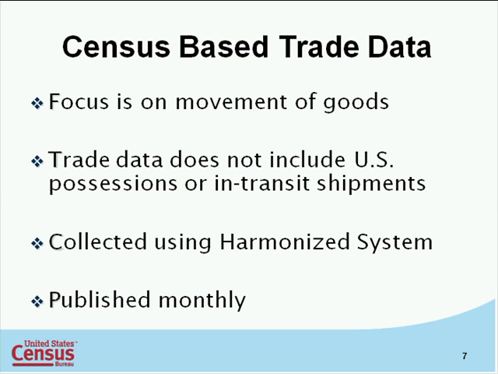For example, a shipment comes from Japan into Seattle, then is loaded on a truck and sent to Canada. Shipments such as these are excluded from U.S. trade statistics. We collect data using a 10-digit code called the Harmonized System, which I will go into a little more in a few slides. All trade data are published monthly. And by monthly, there is about a 6-week lag in trade data. We are currently publishing March 2011.